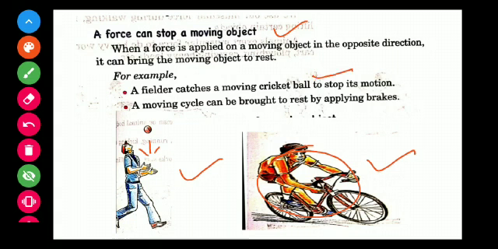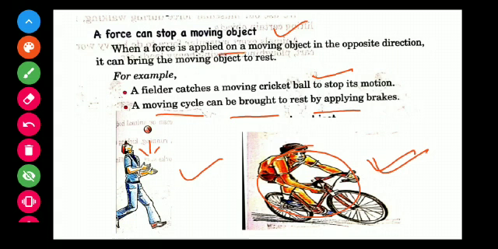A fielder catches a moving cricket ball to stop its motion. Second, a moving cycle can be brought to rest by applying a brake. After application of force we can change the state of motion into the state of rest.